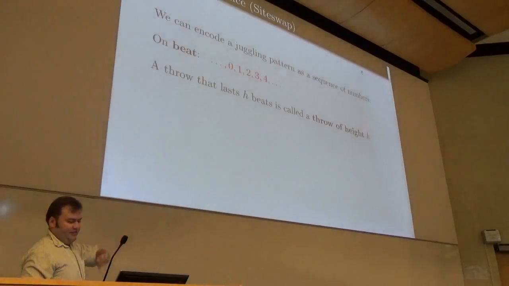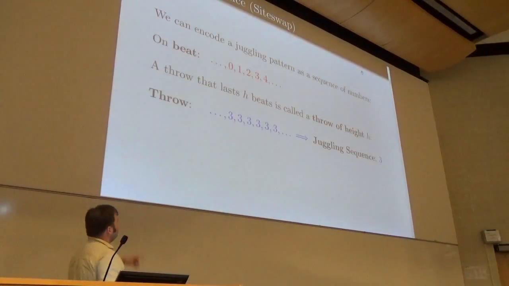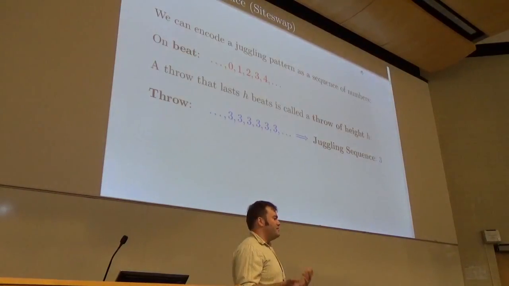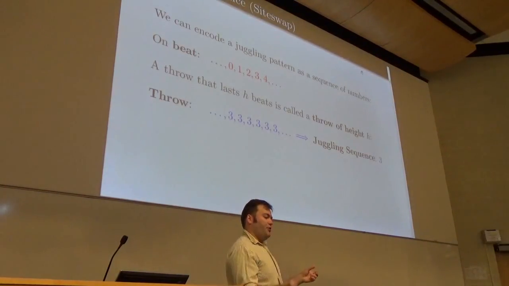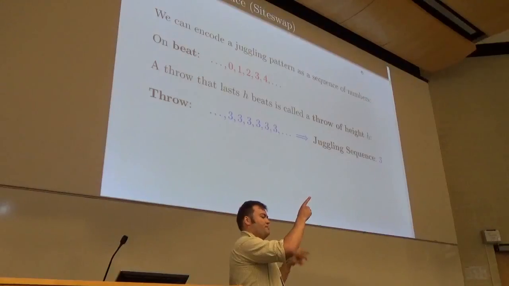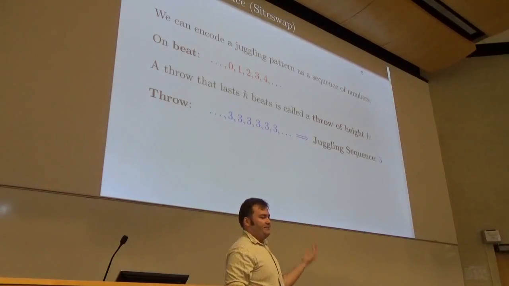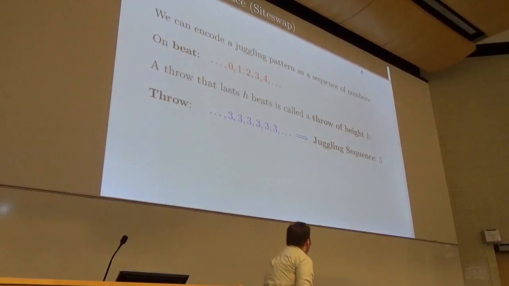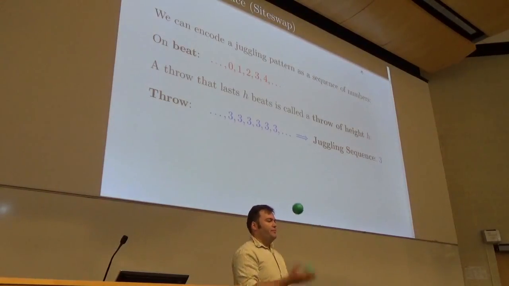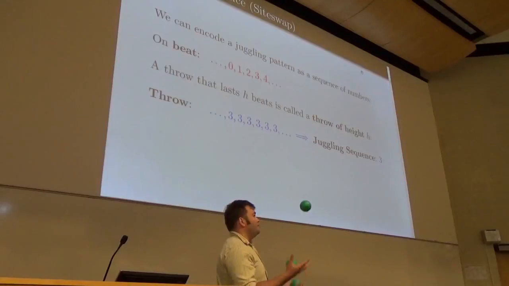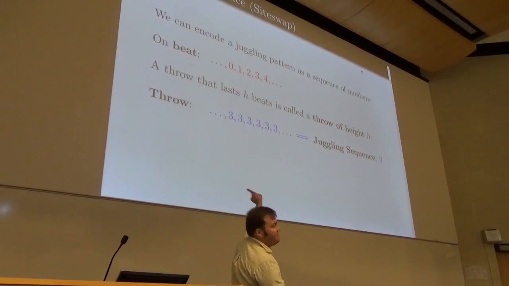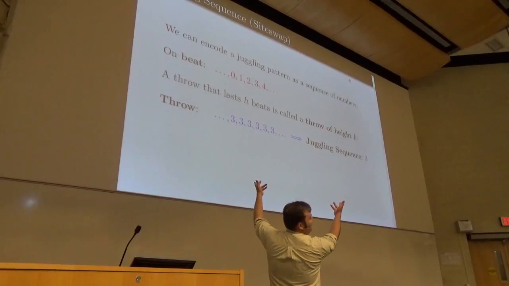Just as a basic example, let's say you're constantly throwing threes. Every throw is going to last three beats, and the left hand is doing the same thing. So here's an example: three, three, three, three, three. This sequence is infinite, but it's periodic, which was one of the rules.